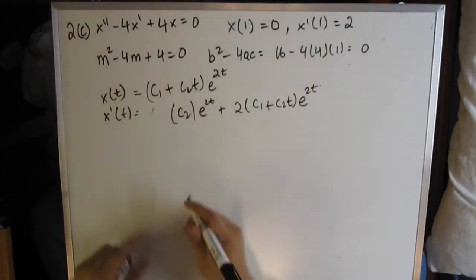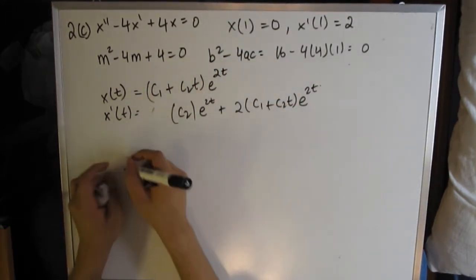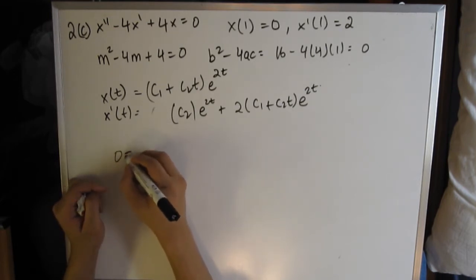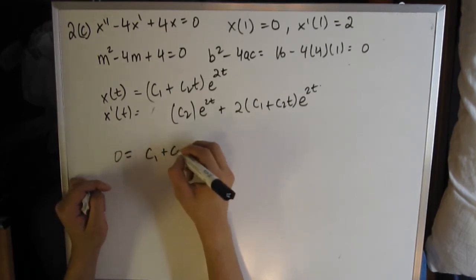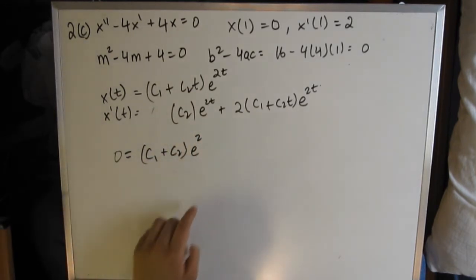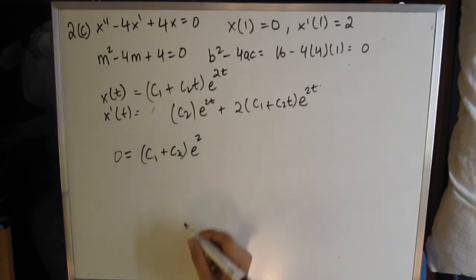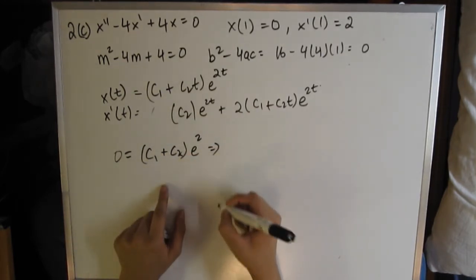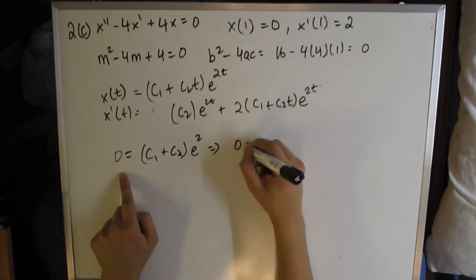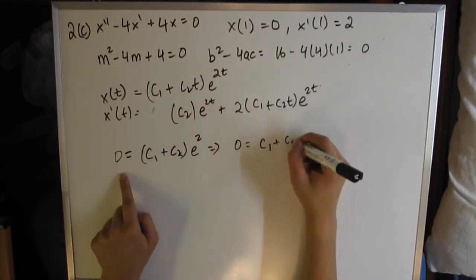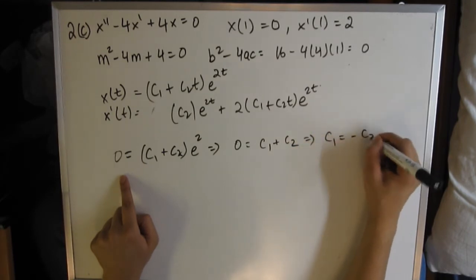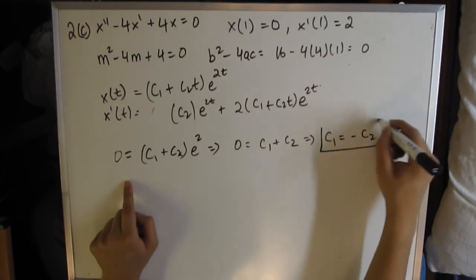So let's start with x of 1. If we do that, we'll get 0 is equal to c1 plus c2, all multiplied by e to the 2, e squared basically. And this means you can divide both sides by e squared and get 0 is equal to c1 plus c2, which means c1 is equal to negative c2. And that's our relationship between c1 and c2.